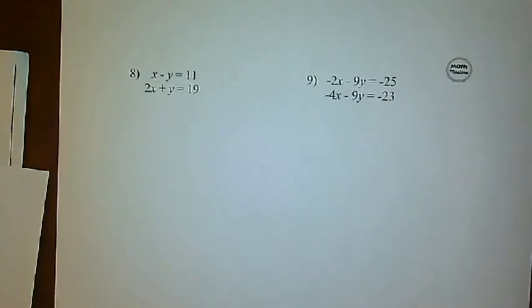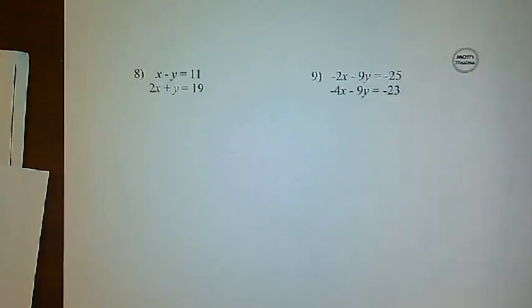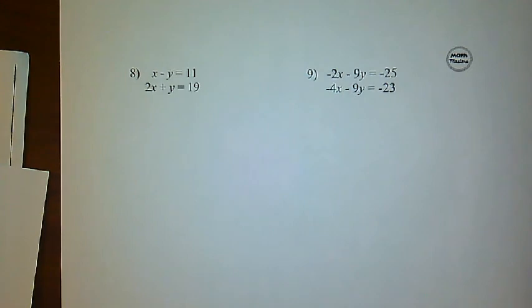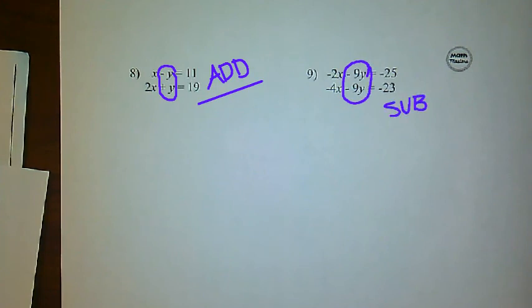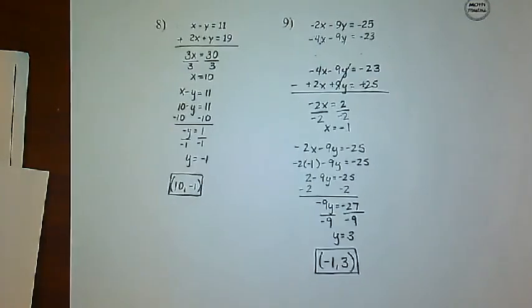All right, and the last two, I'm going to show you the answers for these for sake of time, but I will talk about both of them. So for number 8, I see we have additive opposites, so I'm going to add. And for number 9, I see I have the same, so we're going to subtract. All right, so there's those final two answers.